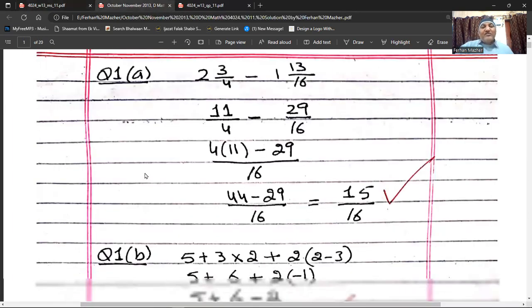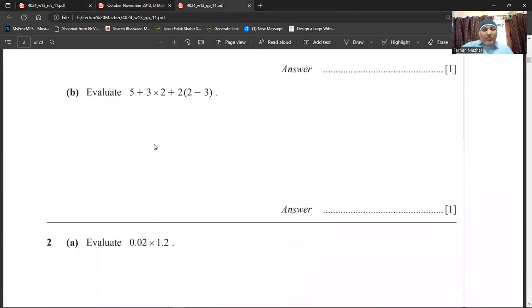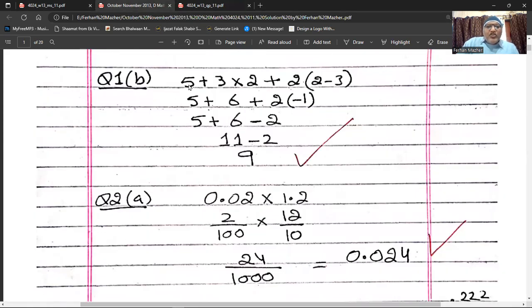Okay, so we are going to the next question. This is the solution. I hope you understand. Question number 1, B part: 5 plus 3 multiply 2 plus 2 bracket 2 minus 3 bracket close. First of all, we will solve what is inside the bracket, then the multiplication, and then addition and subtraction will be done.